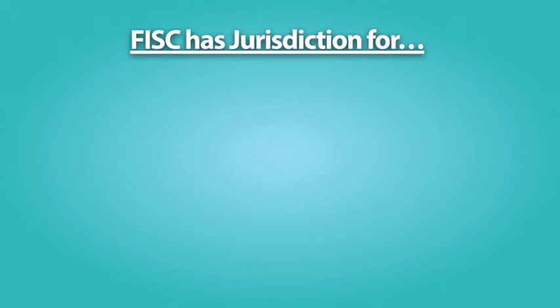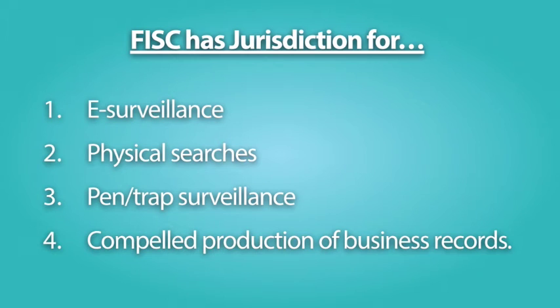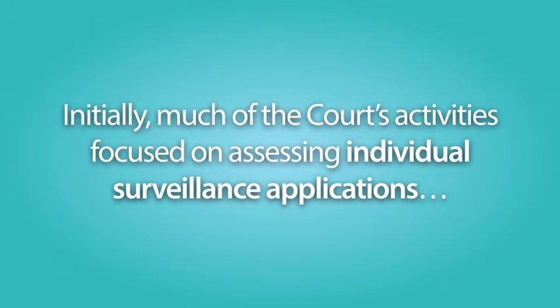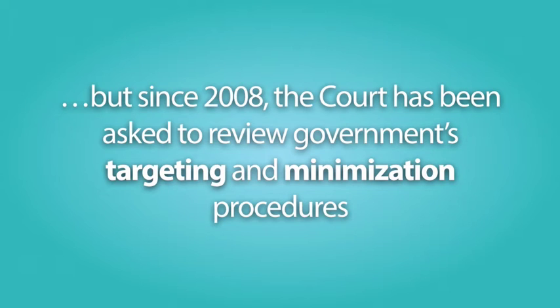The FISC has jurisdiction to hear applications for and issue orders authorizing four traditional activities authorized under FISA: electronic surveillance, physical searches, pen register or trap and trace surveillance, and compelled production of business records. Initially, much of the court's activities focused on assessing individual surveillance applications to determine whether probable cause or other legal protections were satisfied. Since FISA was amended in 2008, however, the court has increasingly been asked to review the government's targeting and minimization procedures related to long-term surveillance programs.